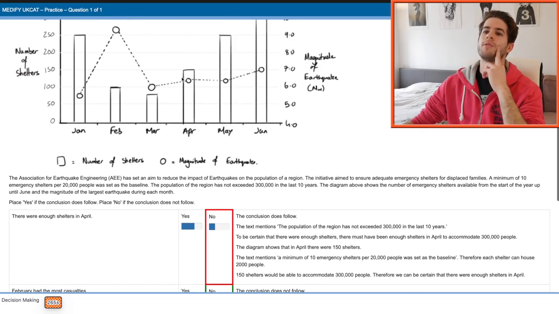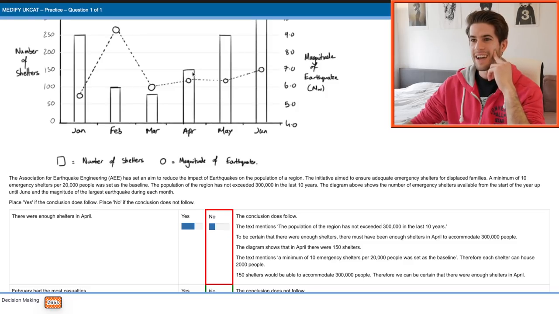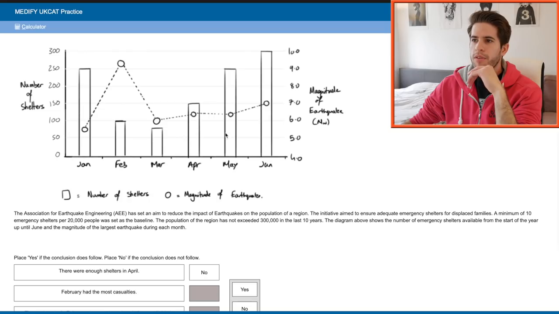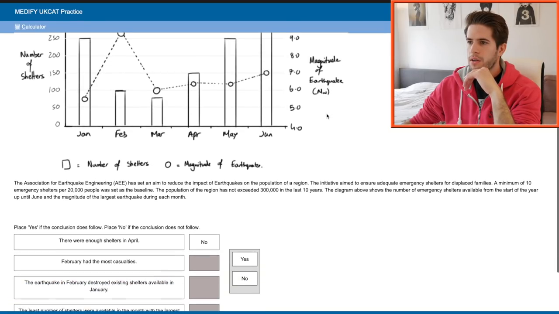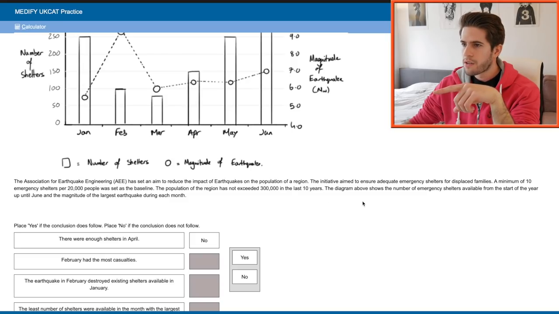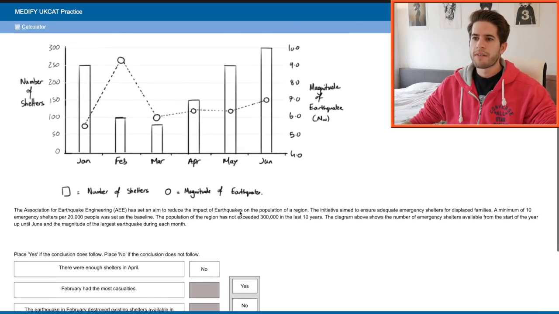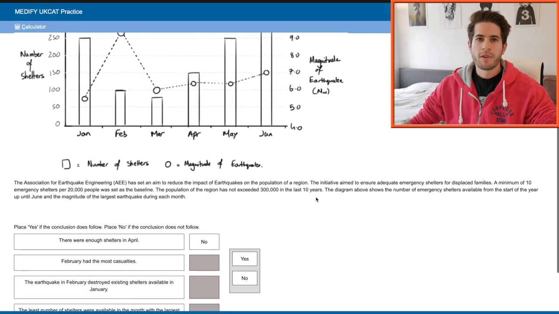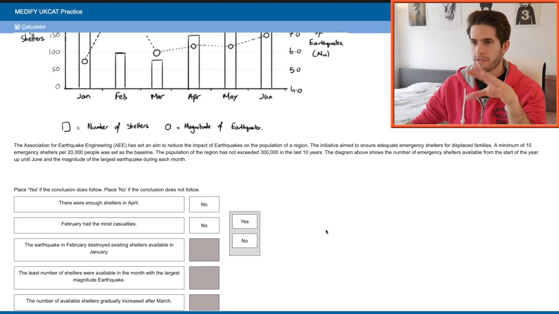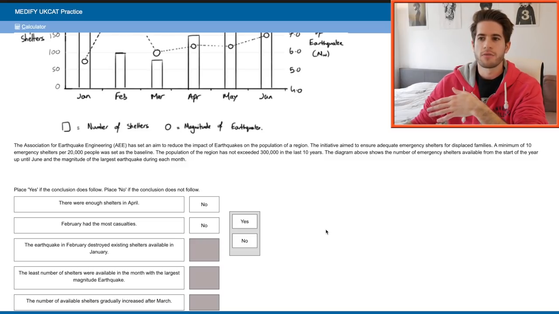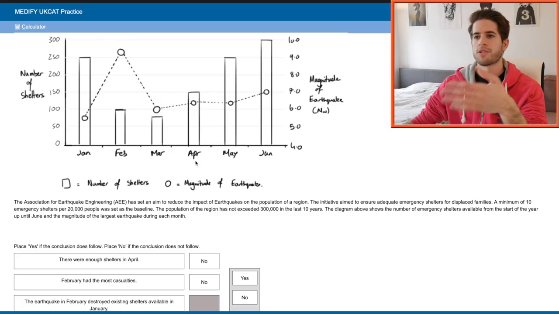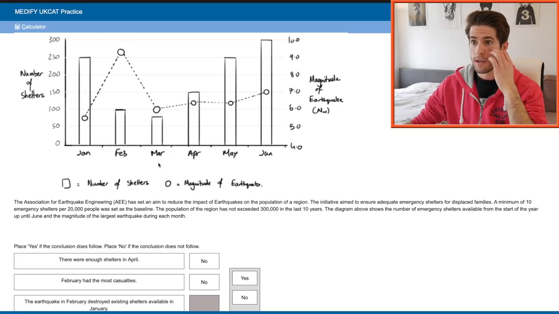Oh no, I was looking in the wrong line. February had the most casualties. Number of shelters, magnitude of earthquake. Does it say that magnitude is related to casualties anywhere? This graph doesn't tell us anything about the number of casualties, okay? So the conclusion does not follow. We have nothing from this paragraph or from this graph to base the number of casualties in relation to the magnitude of earthquakes or in relation to the number of shelters, which is the information that we're given. So we cannot do that.